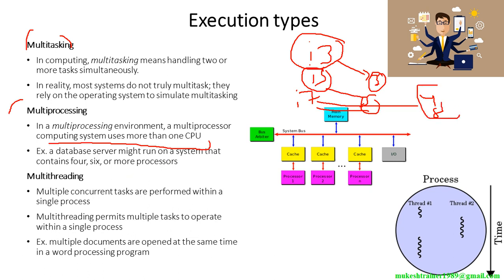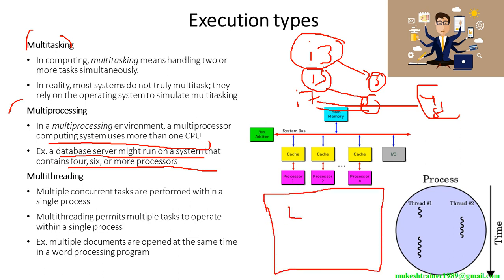So a database server might run on a system that contains 4, 6 or more processors. It is also possible physically: there is a motherboard for a database server that has sockets for microprocessors 1, 2, 3, 4 and 5, 6 to 8.